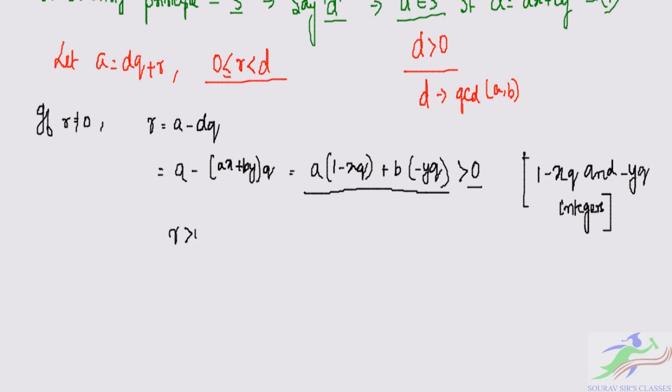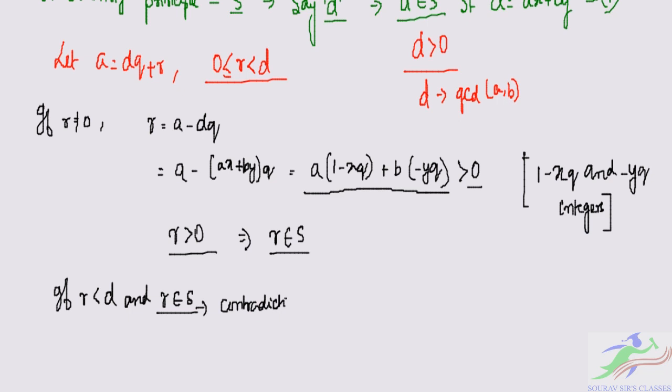So from here we can get that R is greater than 0, and also R belongs to S. Now if R is less than D and R belongs to S, as we know, this is a contradiction to the fact that D is the least element of S. So the contradiction is, as we have mentioned, that D is the least element of S. So from here R is equal to 0. Okay, we'll consider R is equal to 0.